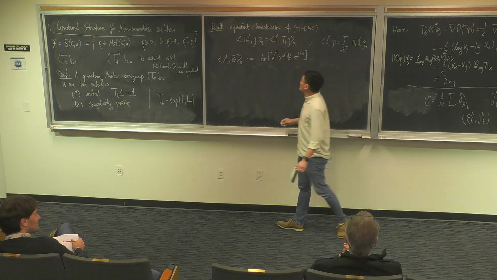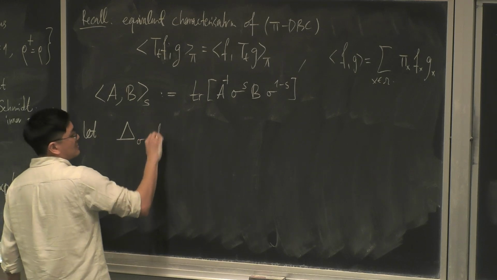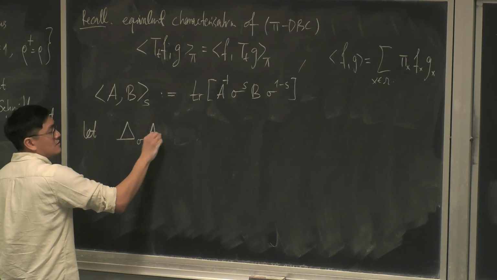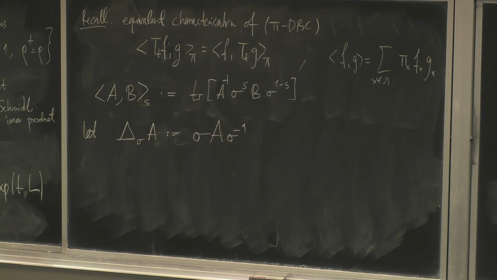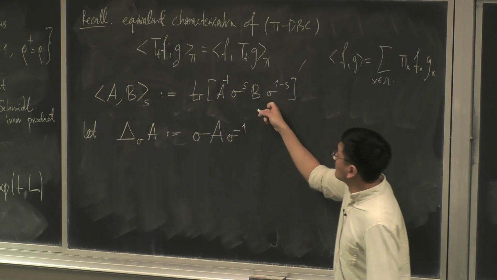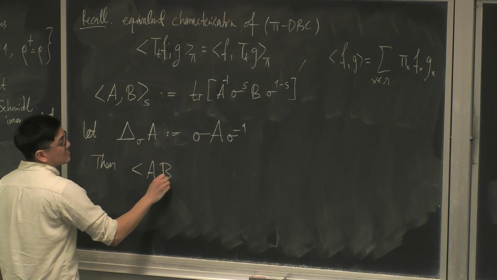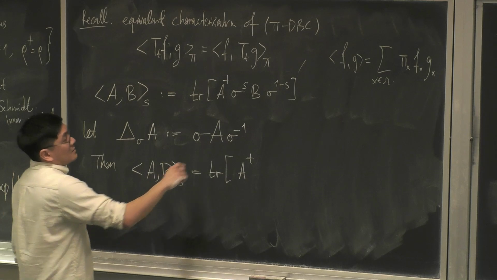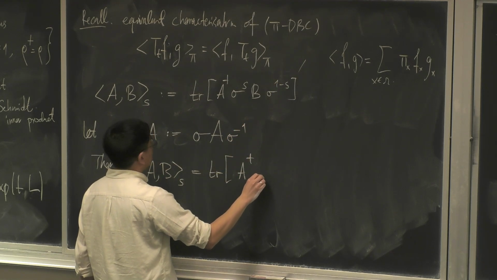What I will do instead, in fact you can generalize this quite a bit. Let me define delta sigma of a to be sigma a sigma to the minus 1. This has a name, of course. Then you can rewrite this in the following way: the inner product of a, b sub s is the trace of a dagger, with s here, sigma to the minus s, times sigma.